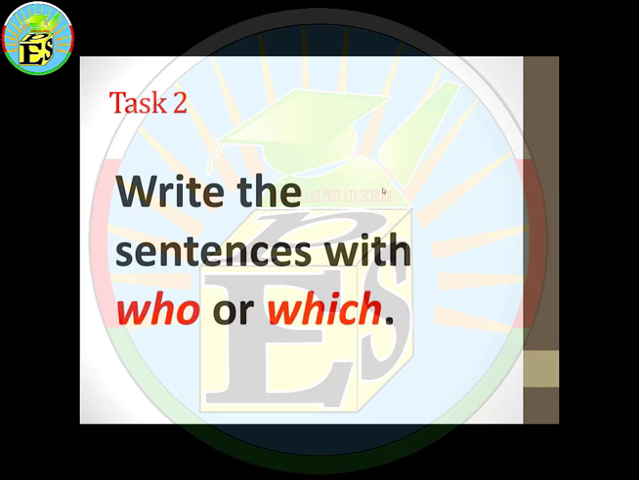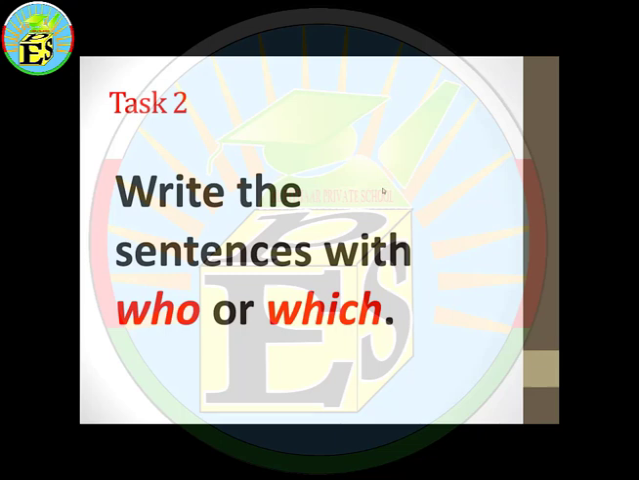And here we have to write the sentences using the relative pronouns that we have learned today, who or which. I'm going to remind you that we use who for people, which for things and animals. So the first sentence, look at your books, page 98, task 2. I will start reading sentence number 1. Jo is the girl. She won the competition. So the answer for the first example is given for us. Jo is the girl who won the competition.